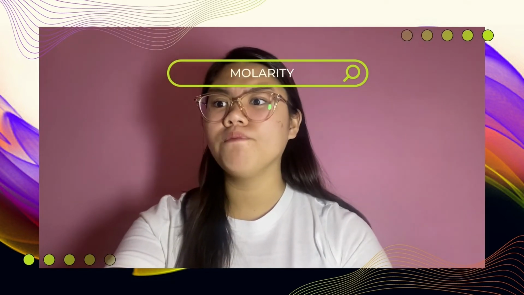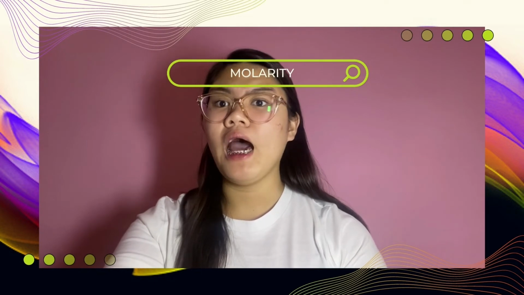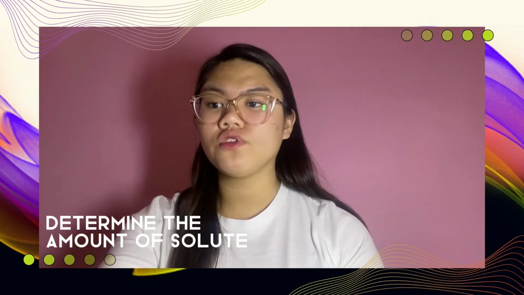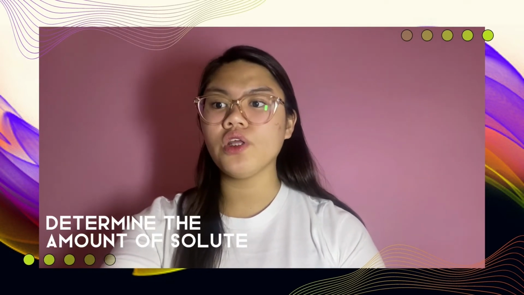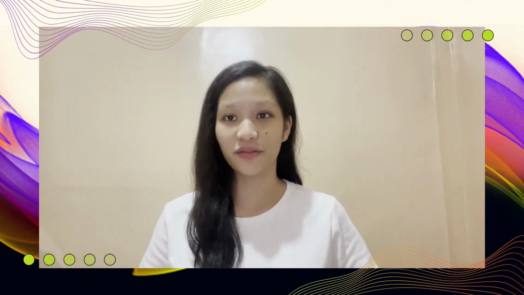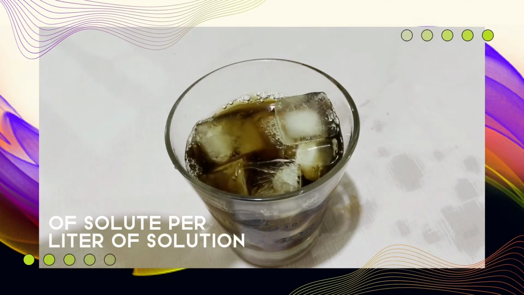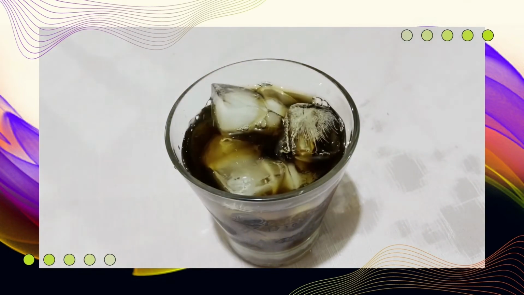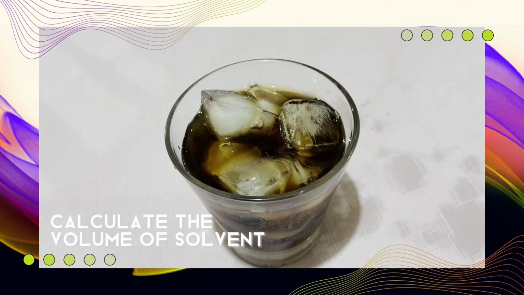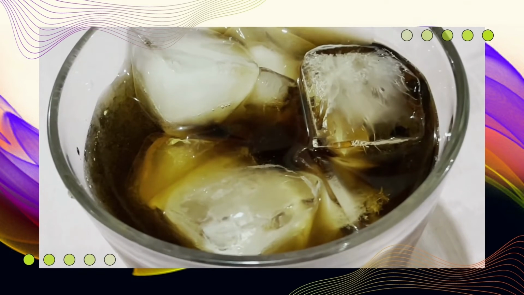The number of moles of solute per liter of solution is referred to as molarity. It can be used to determine the amount of solute or the volume of solvent. One example is Coca-Cola soft drinks. With molarity, it indicates the number of moles of solute per liter of solution. Molarity can be used to calculate the volume of solvent or the amount of solute.